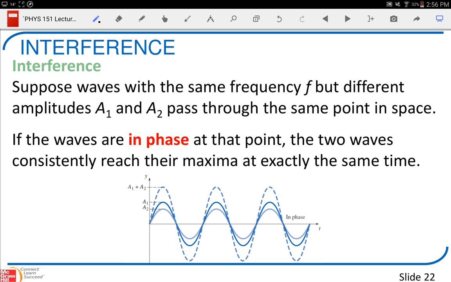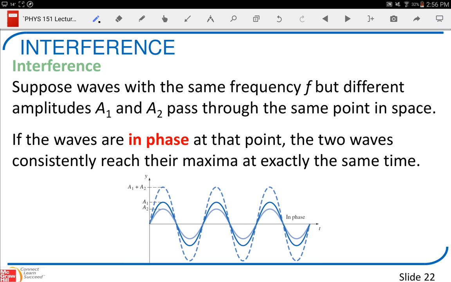So, interference with two traveling waves. If I have two waves that are traveling together, both going the same direction, then I can just use what we learned about interference, and the two waves will have their amplitudes add up.